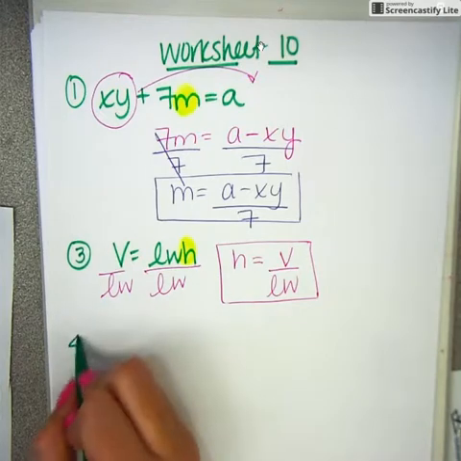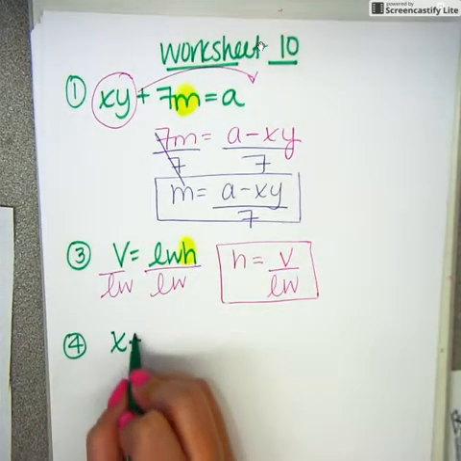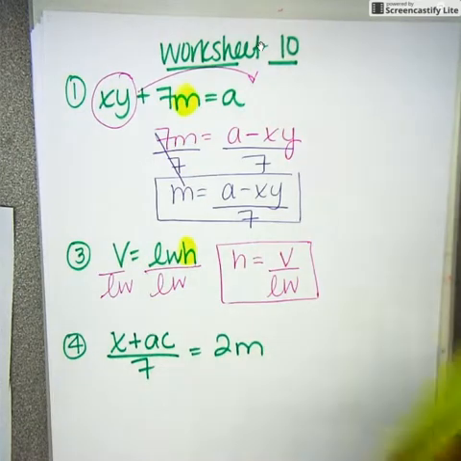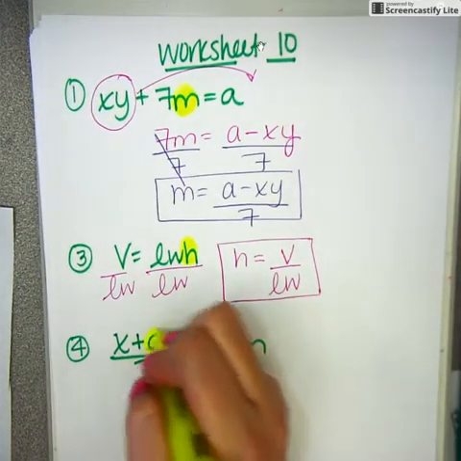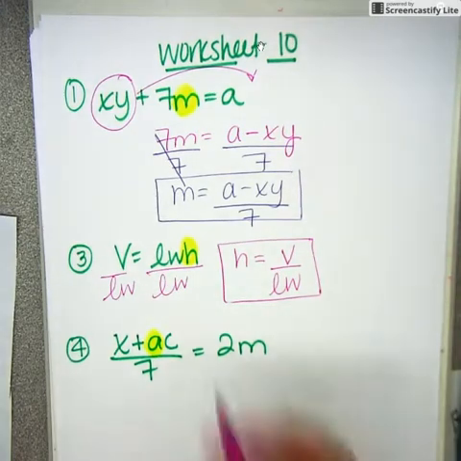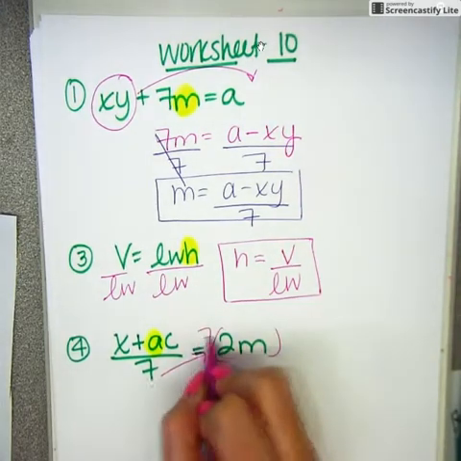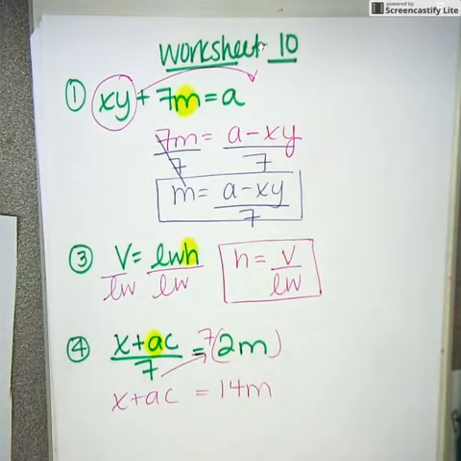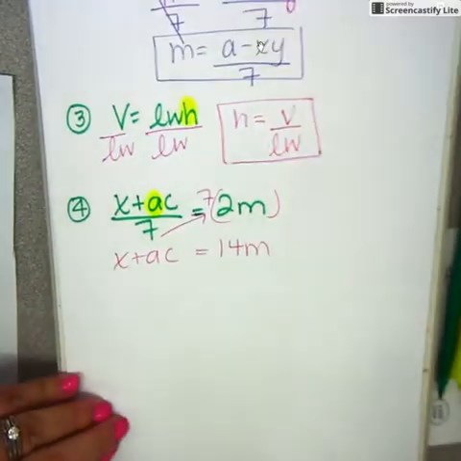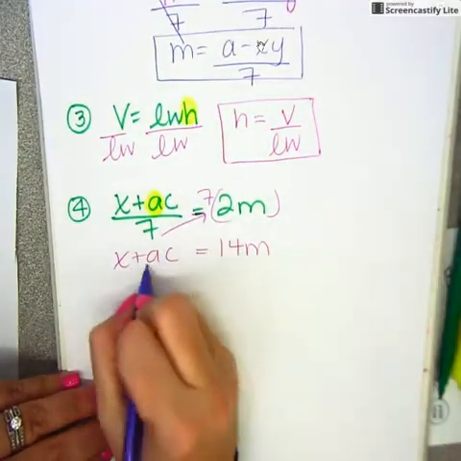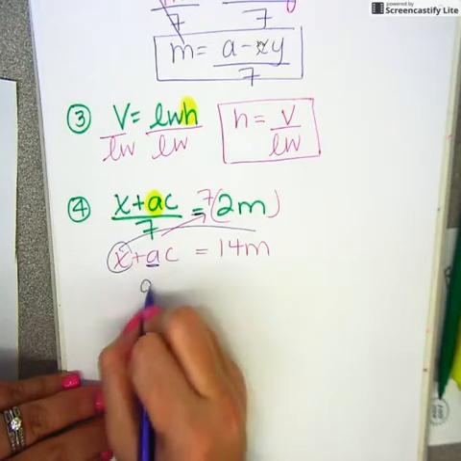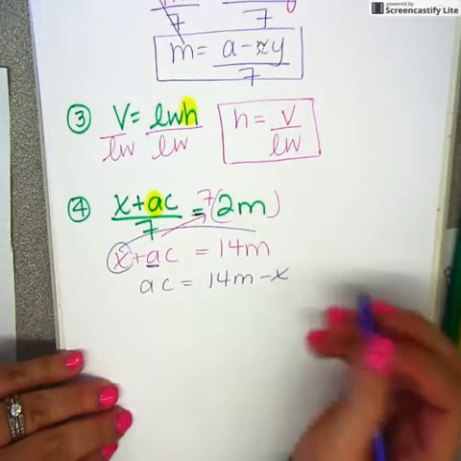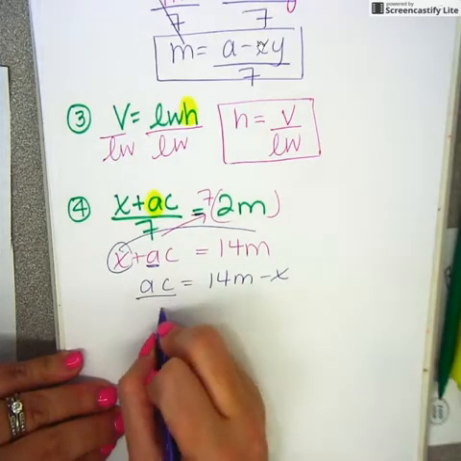For problem number 4, your first step is going to be to get rid of that 7. We're trying to get a by itself right here. So I'm going to go ahead and multiply by 7. Next, to get a again, here's your a, so I'm going to move my x. And our last step is going to be to divide by our c.